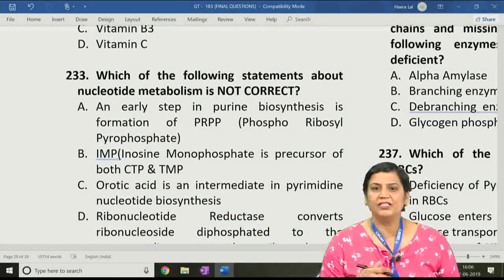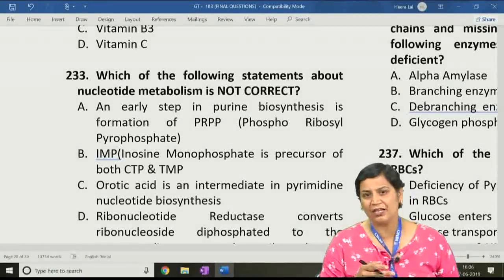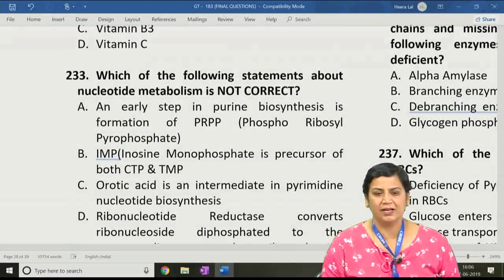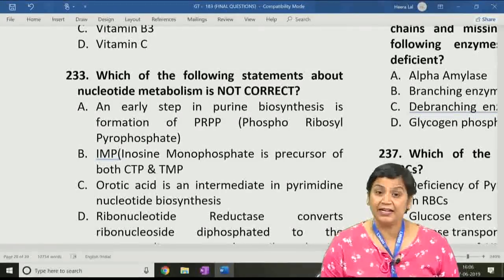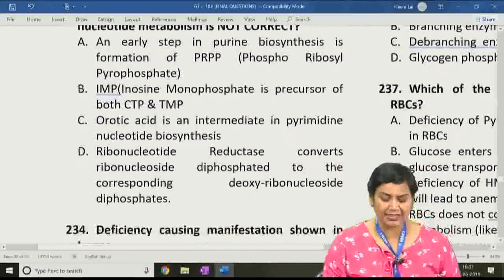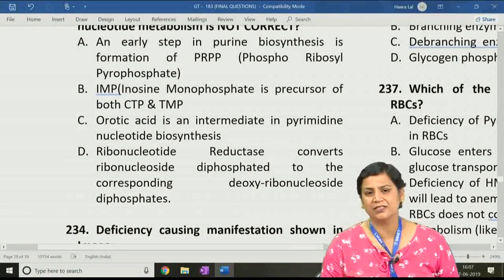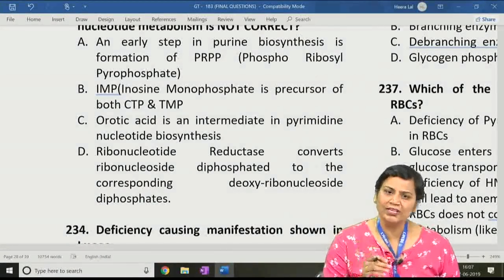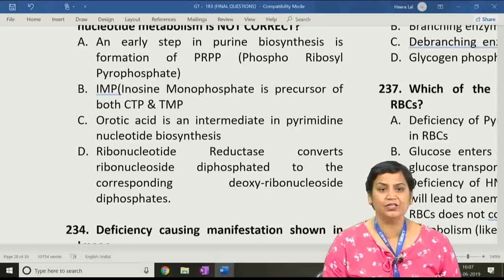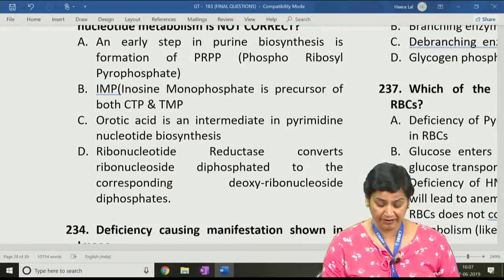Basically IMP is the one which is degraded to hypoxanthine. This hypoxanthine is degraded to xanthine, and finally uric acid is produced. So this is the answer. Third option is orotic acid is an intermediate. Yes, orotic acid is a very important intermediate of pyrimidine biosynthesis, and deficiency of orotate phosphoribosyl transferase leads to orotic aciduria. And fourth is ribonucleotide reductase converts ribonucleotide diphosphates. Yes, it's correct. A ribonucleotide reductase always converts the NTPs to dNTPs. So the answer to this question is B, IMP.